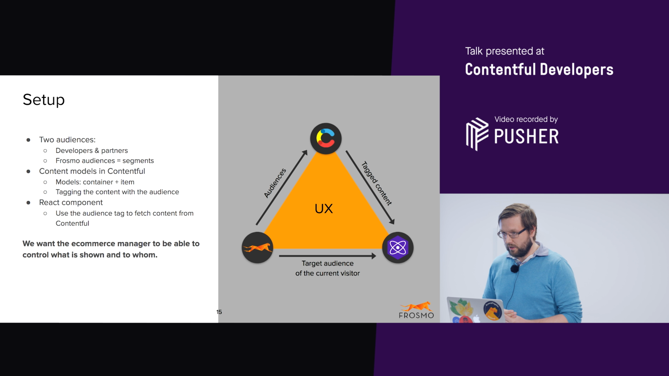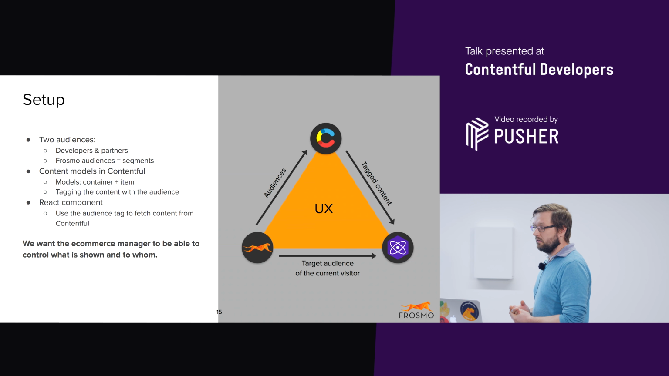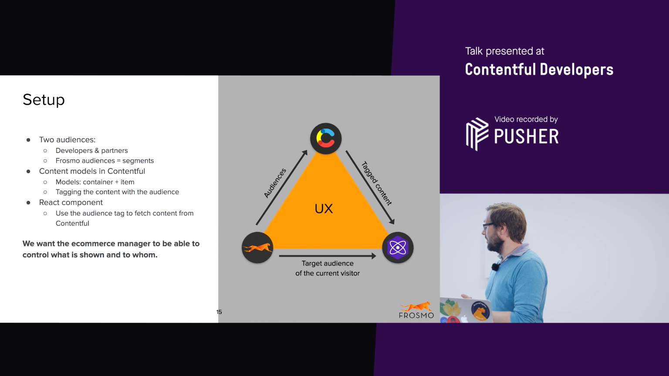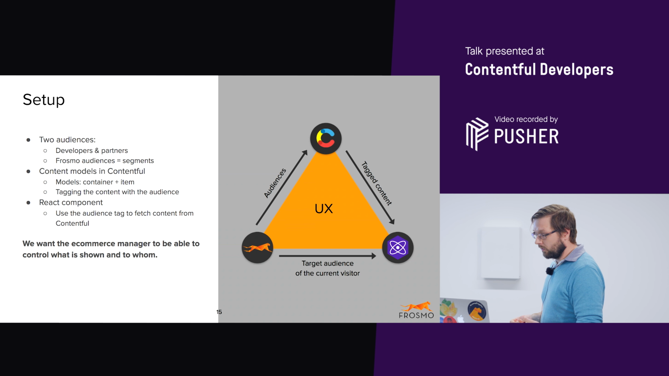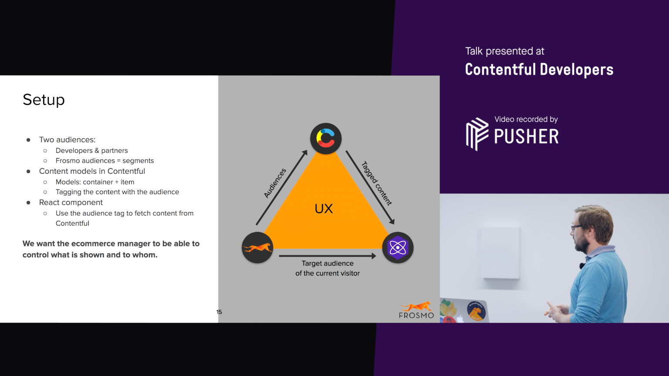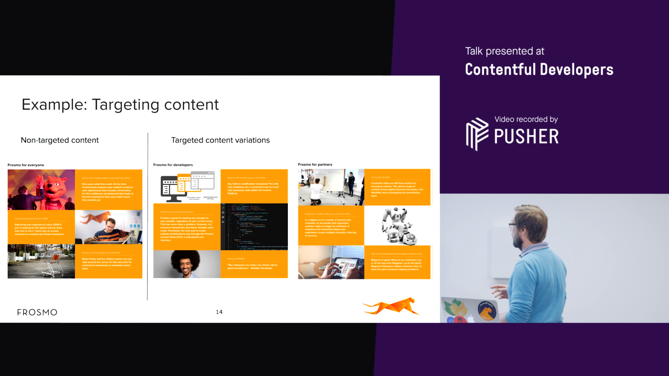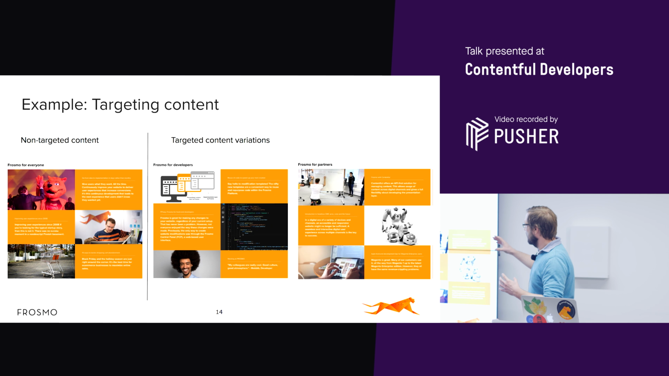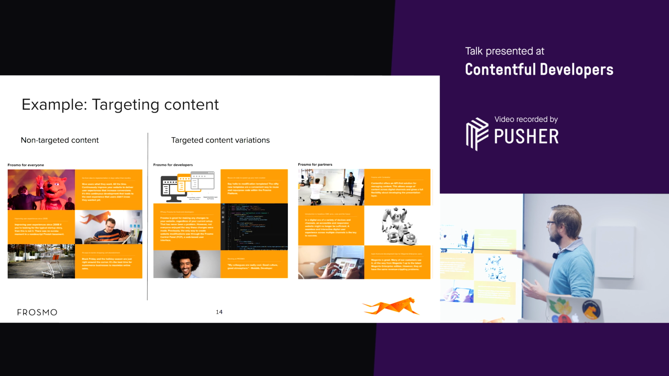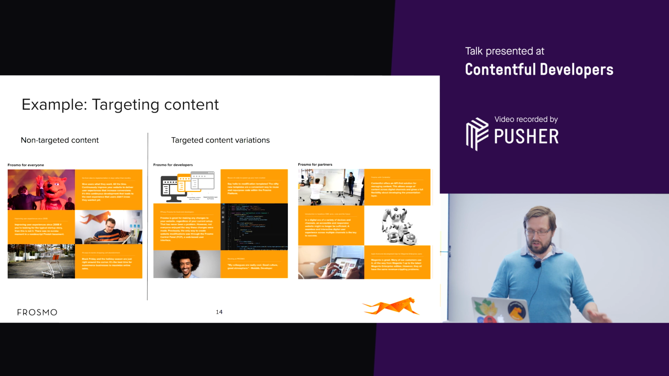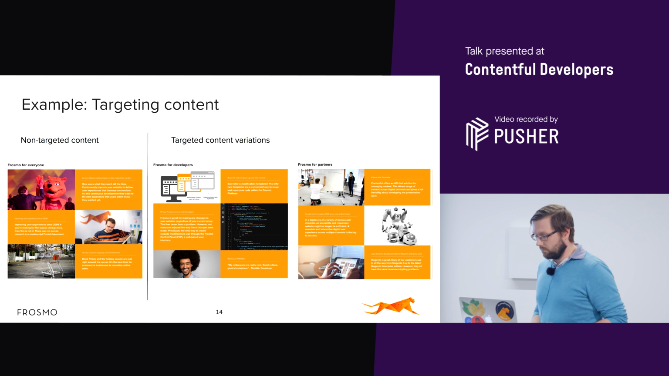So what do we need to do in order to get that set up? Well, obviously we need those two audiences, developers and partners. In Frosmo, audiences are called segments, so we're segmenting users. Then you need to have those content models in Contentful. If we go back a bit, we can see that we will have one big content model called highlight block, and then we have 3 separate items here. So basically just a really simple example with 2 content models.